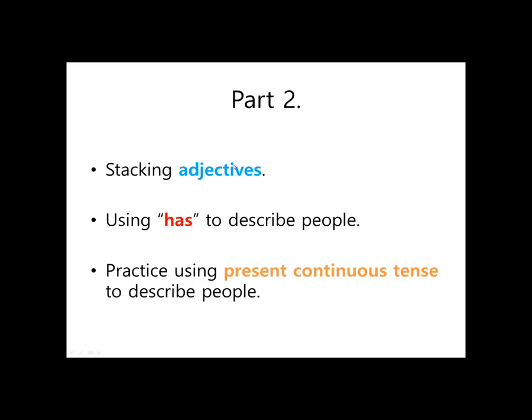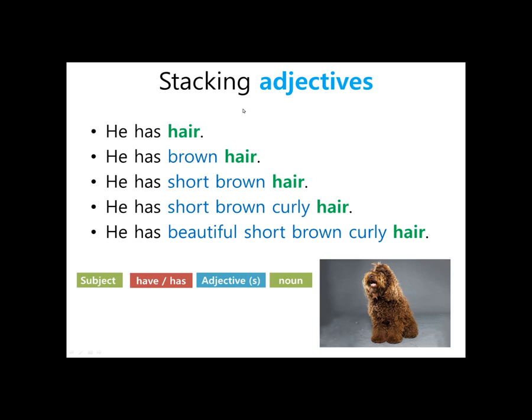Okay, so remember, an adjective is a word that we use to describe a noun. Here are some examples of stacking adjectives. So look at the dog. Okay, and we will describe the dog. We can say he has hair. Hair is the noun here. He has brown hair. So we're describing the color of his hair. Brown hair. He has short brown hair.